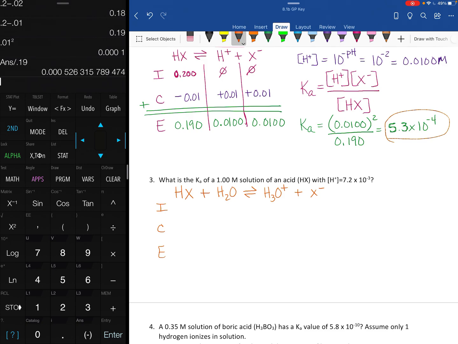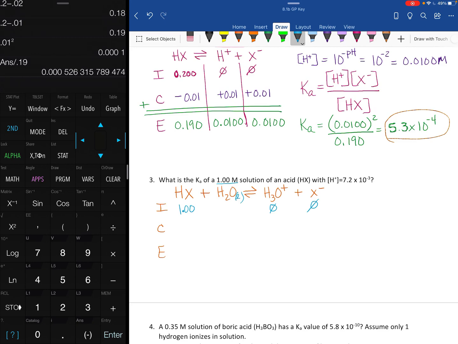Okay, so in this case, we're going to start with a 1 molar solution right here. So 1.00 molar. Again, this is a liquid, and so there's nothing that we're going to show for H2O there. It's not part of a concentration. Okay, and these ones start out at 0.